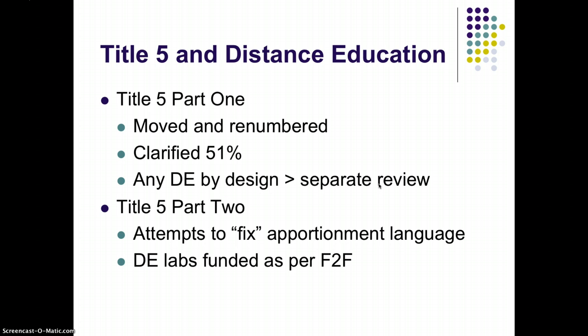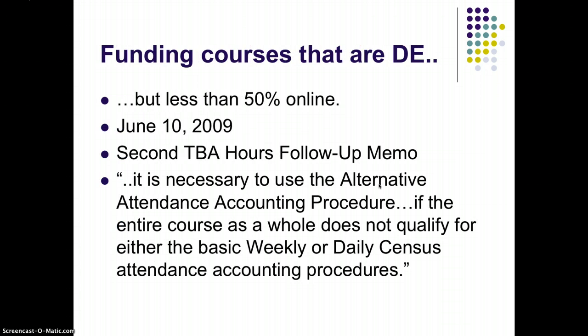Part 2 was a little different and really focused on trying to fix issues regarding apportionment. These issues were not completely fixed, and it's not clear that they ever will be, but that's a completely different topic. So, funding courses that are distance education, but less than 50% online. In other words, courses that do not meet that definition of distance education as 51% online for reporting purposes, they should use the alternative attendance accounting procedure.